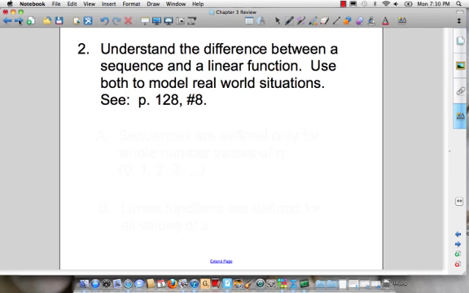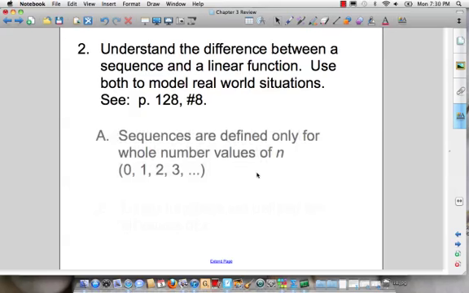You also need to understand the difference between a sequence and a linear function, and you need to be able to use both of those to model real-world situations. If you'd like an example of the sort of word problem that you'll be called upon to do, you can see your textbook number 8 on page 128. As far as the difference between the two things here, a sequence is only defined for whole numbers. So there's a u sub 0, u sub 1, u sub 2, but there's nothing in between. It's a bunch of dots, but you don't really want to connect them with a line.